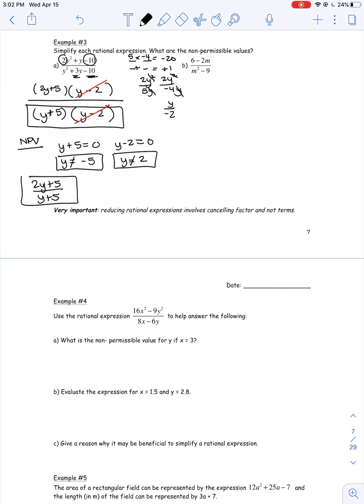This is our final answer. So you cannot cross off the y plus 5s because they are attached to each other. Whenever you see addition or subtraction, that is like glue. You can't separate those items apart, so you can't touch them. Just because you see a 5 doesn't mean you can cross it off. You have to have only multiplication between them to cross items off. So that's why this is our final answer.